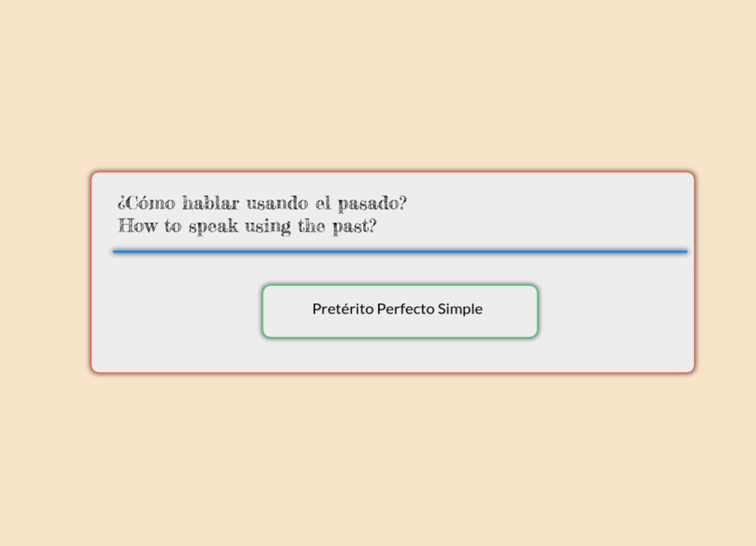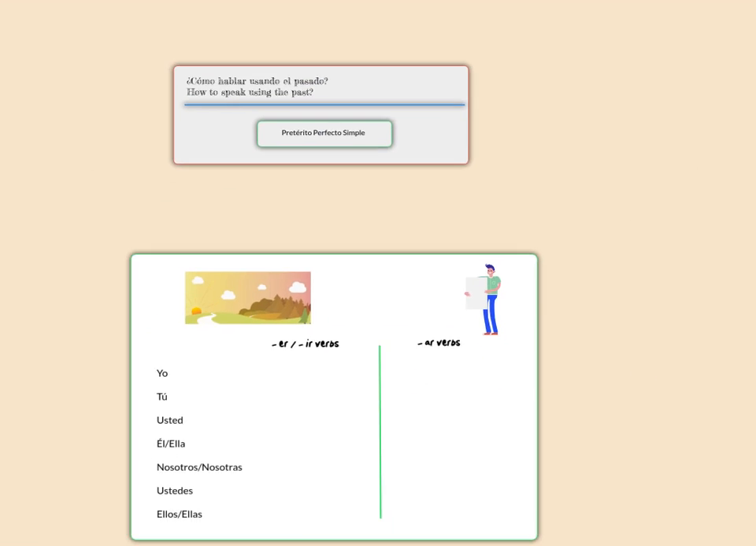So how to speak using the past. The past tense in Spanish is called pretérito perfecto simple, or there's different ways of forming the past, of course. There's a composed form, there's a simple form. For now, we're going to be focusing on the simple form only. So let's get into it.